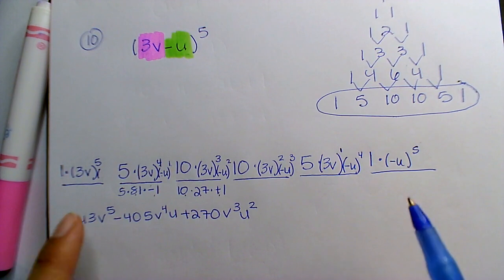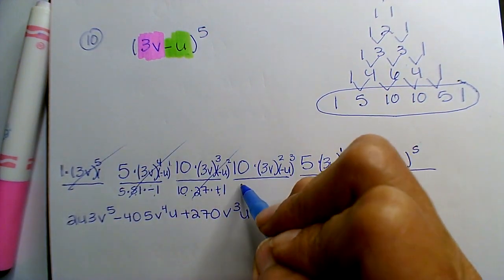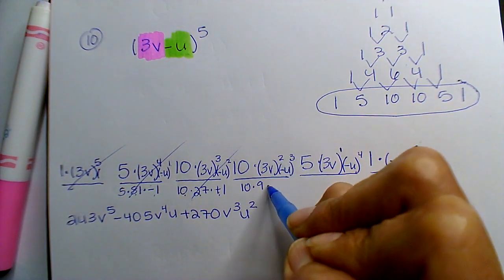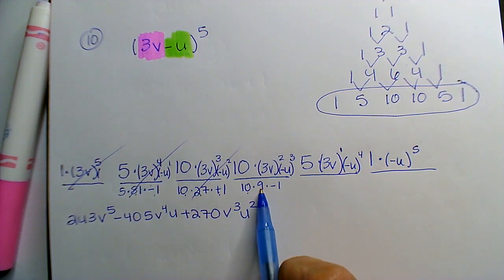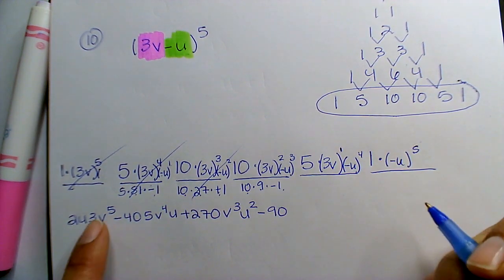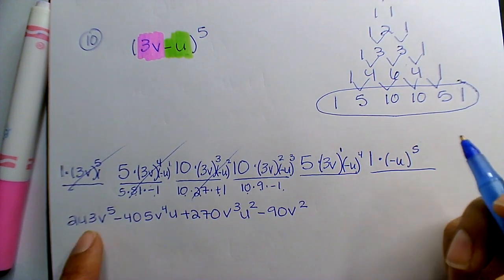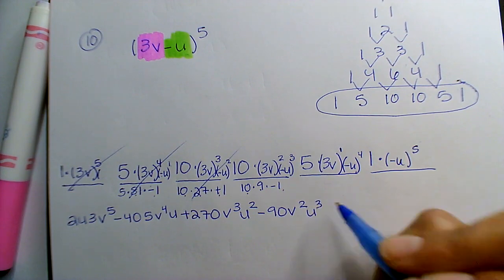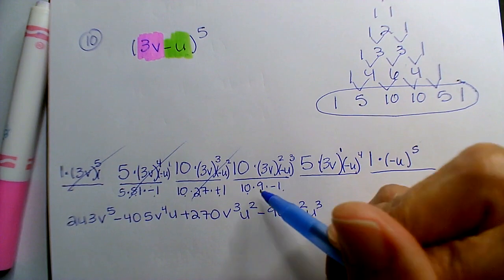Okay, so now, what am I on, the fourth term? Yeah. So here, a 10, 3 squared is 9, negative 1 cubed is negative 1. So what's 10 times 9? 90, times negative 1, negative 90. And now this is v2 and u cubed. And so that one's done.